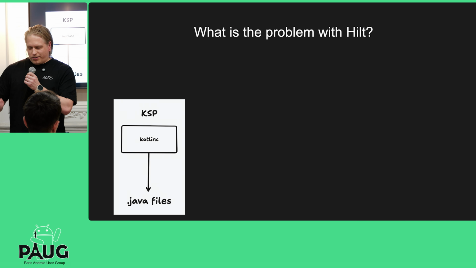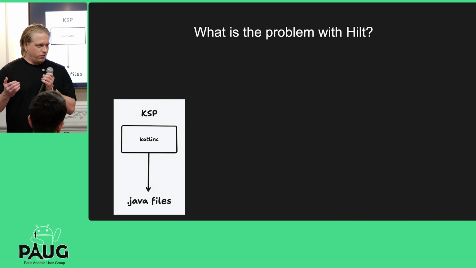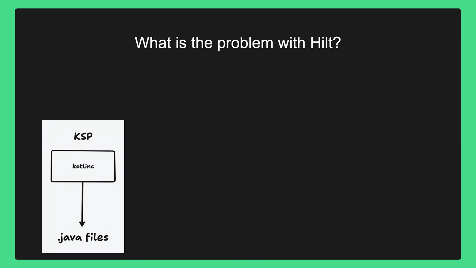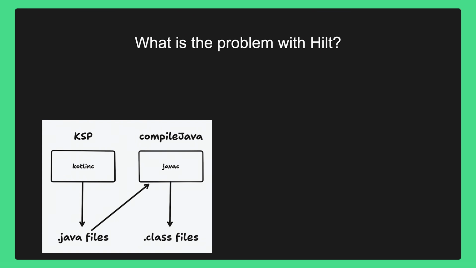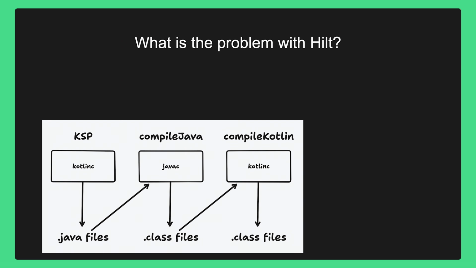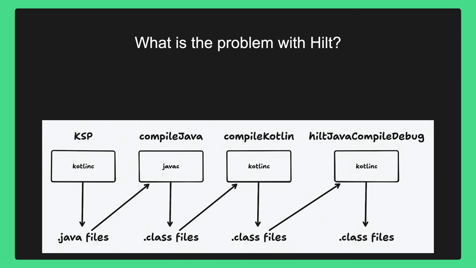Well, it comes down to the way that Hilt and KSP work. When you run your app, first KSP is going to generate and output Java files. Of course, these Java files go into the Java compiler, outputting class files that go into the Kotlin compiler. And then even Hilt has some extra steps in between. This is a simplified version of how KSP and Hilt are executed. And with KAPT, it's even worse.